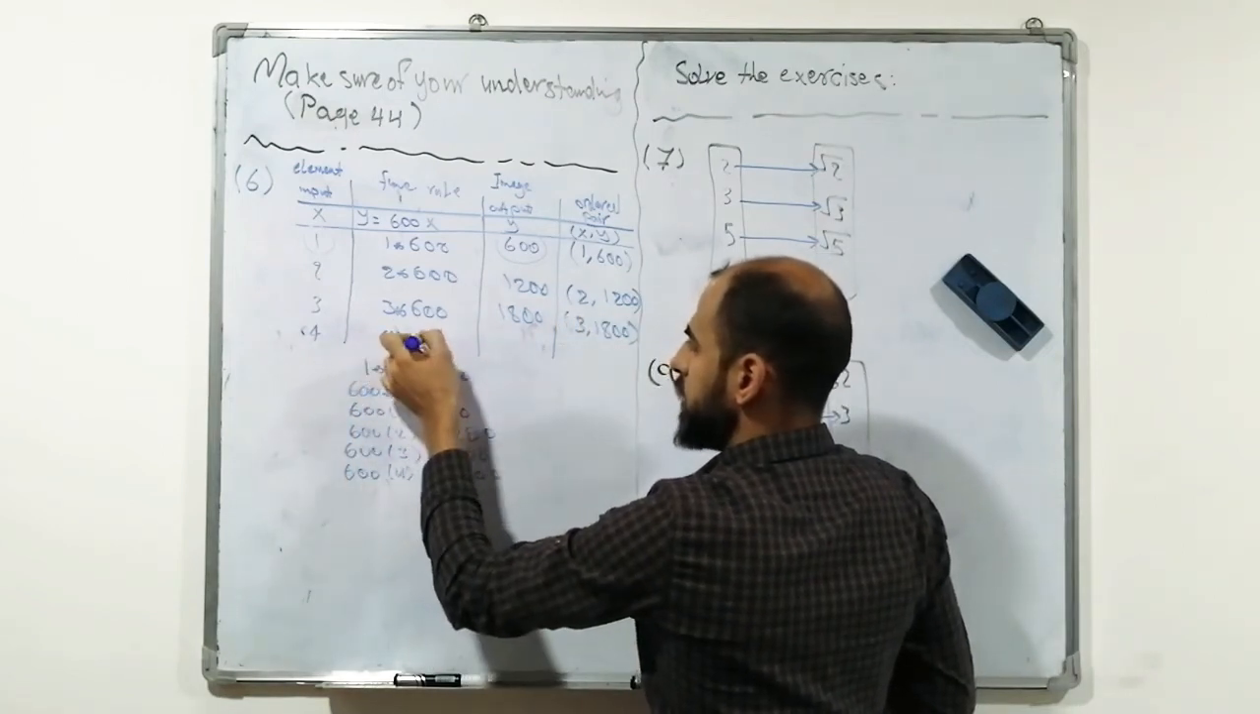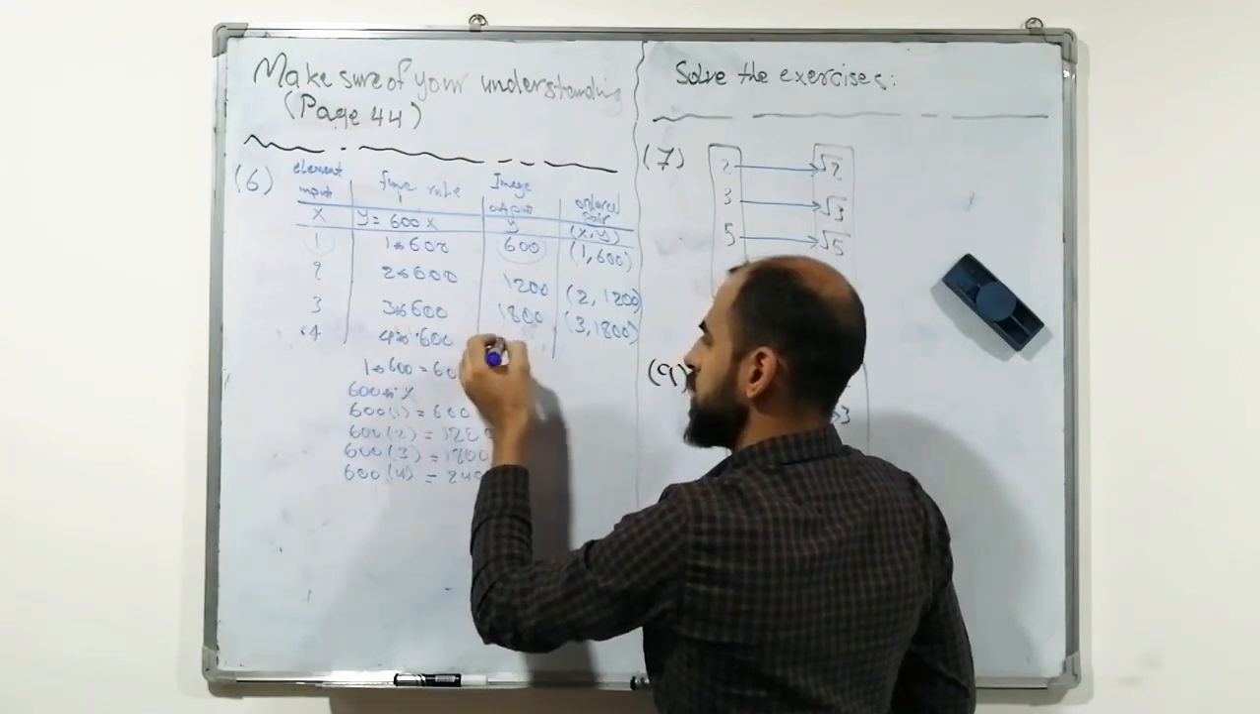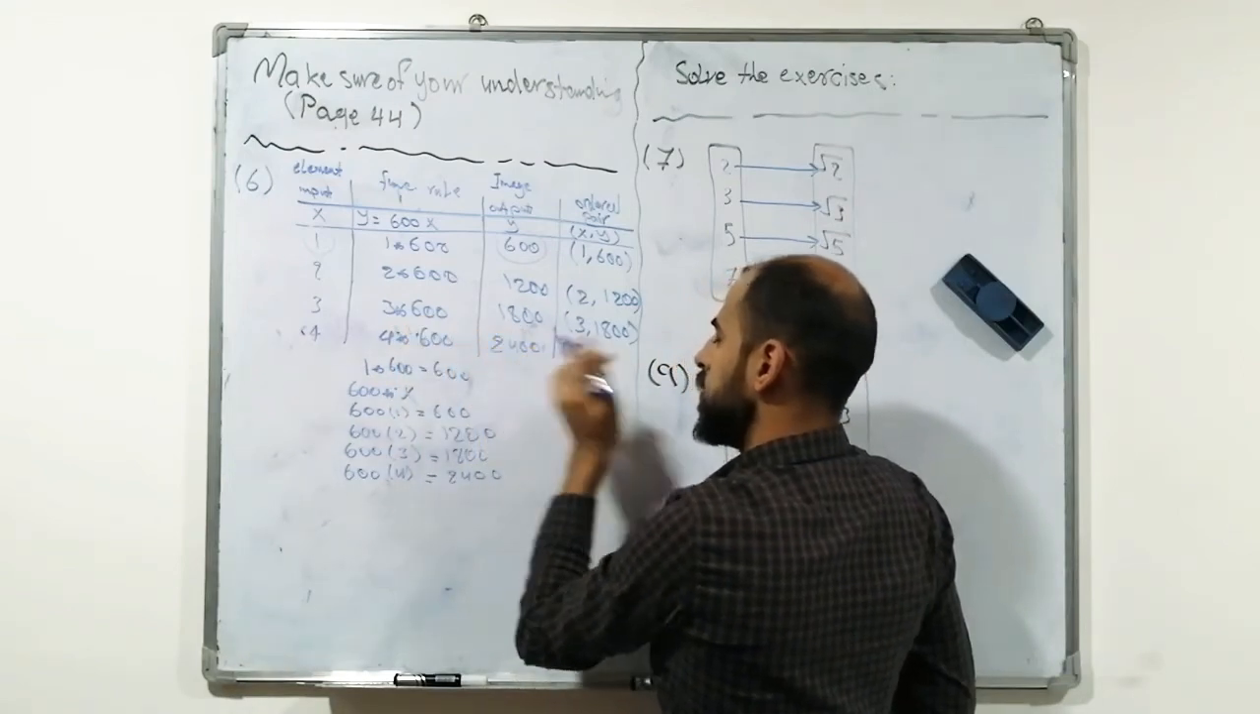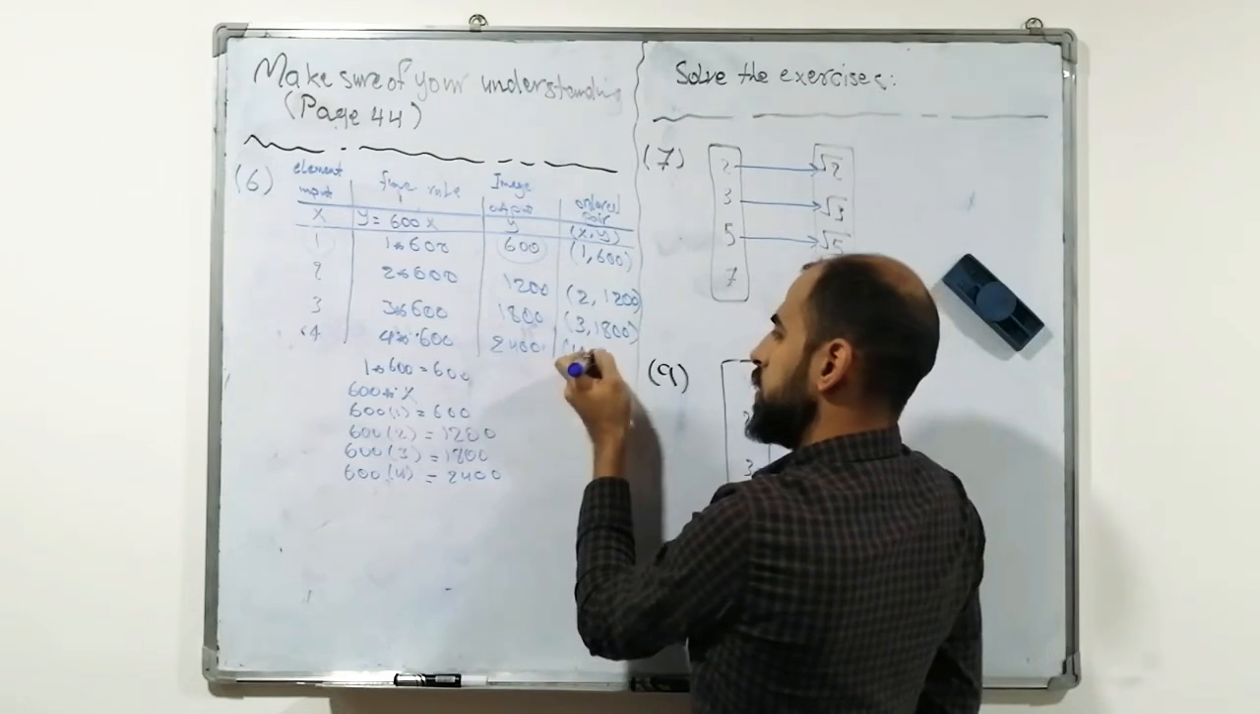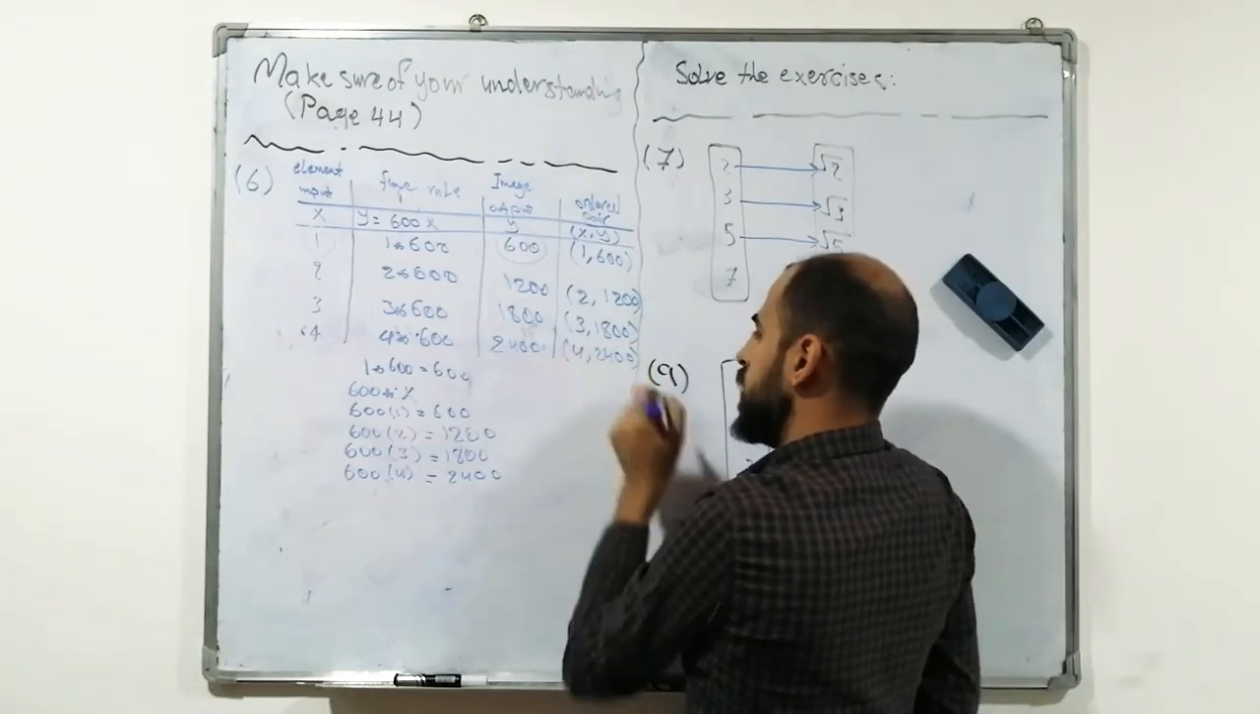And 4 multiplying by 600 equals 2400. The ordered pair will be (4, 2400).